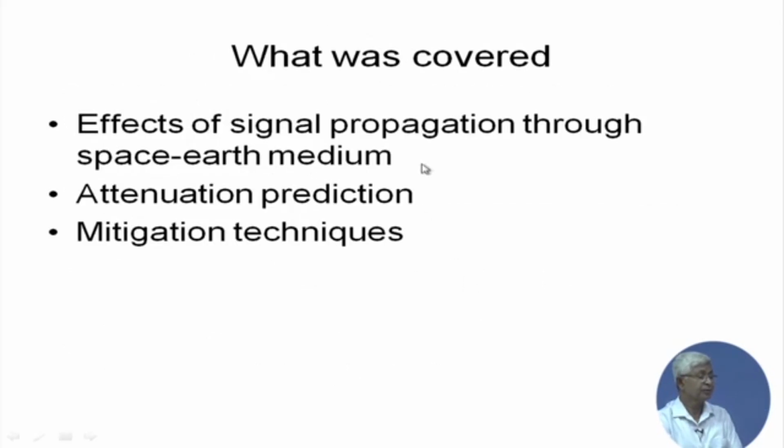So with all these, what we covered is the effect of signal propagation through the space-earth medium, attenuation prediction, and mitigation techniques. So with this we close signal propagation through the medium, and the effects and mitigation for that.